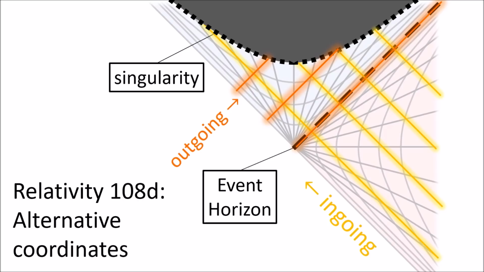In the 108D video, we'll cover alternative coordinate systems for Schwarzschild geometry that will help make interpreting the geometry easier.